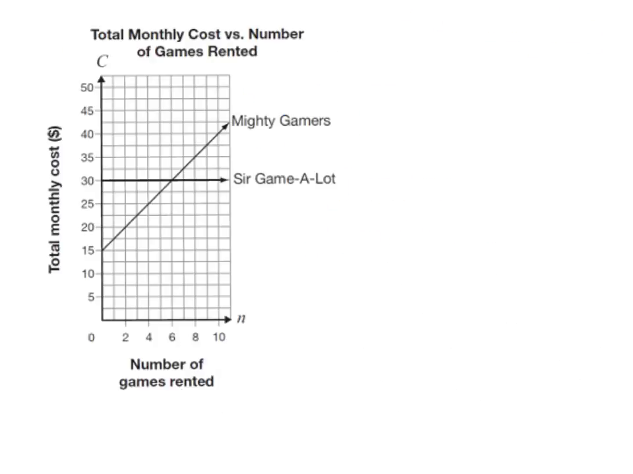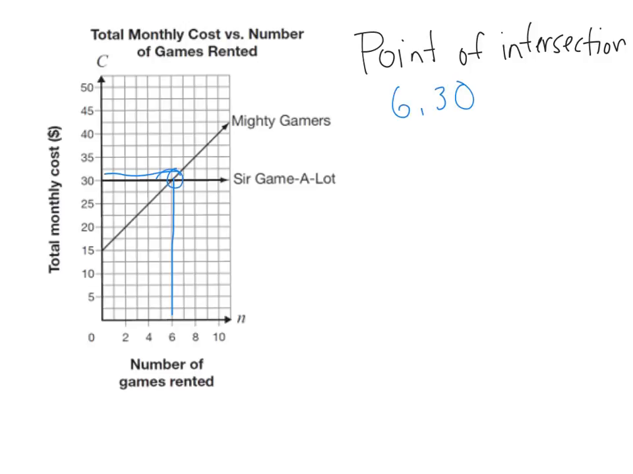Okay, so you might see a question like this on the exam. You get a graph, there's two lines on it that intersect. So if we look at this graph, we see total monthly cost versus number of games rented. We see the y-axis is measuring the total monthly cost. We see the x-axis is measuring number of games rented. And so you might get a question that asks you about the point of intersection. So if we're looking at the point of intersection, we could find that very easily. Where do they meet? Well, they meet here at 6 and 30. And they might ask, what does 6 and 30 mean?